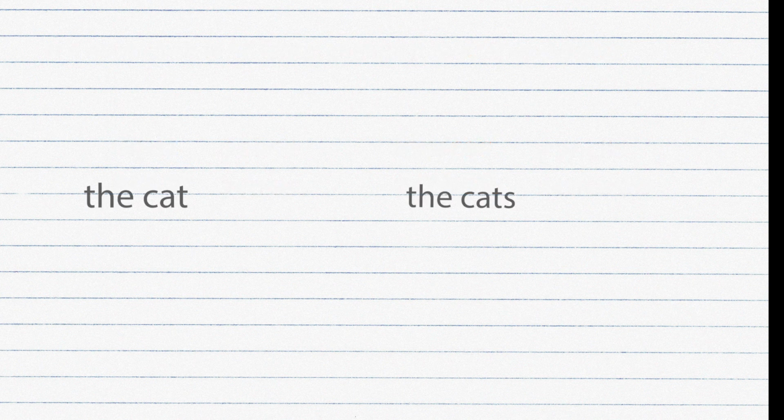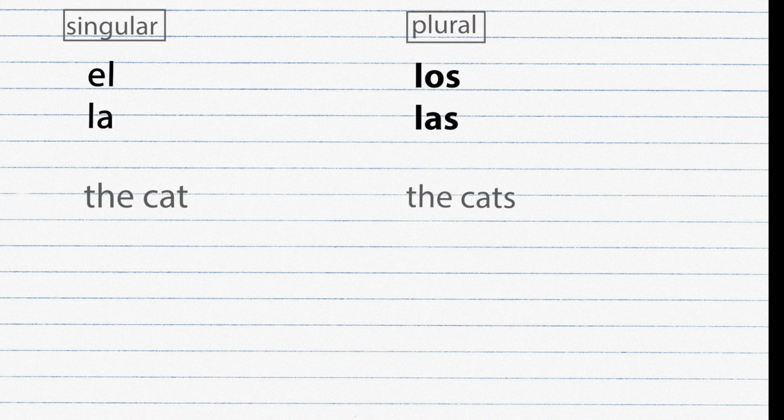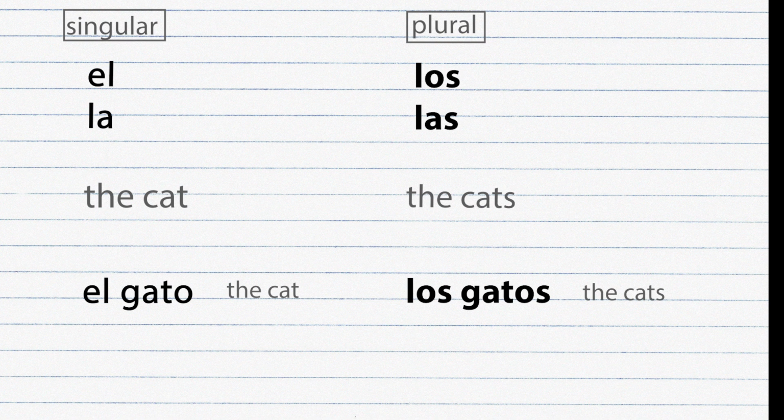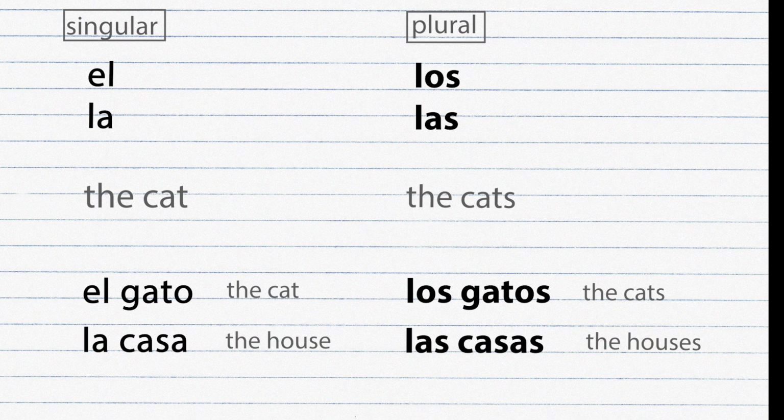In English, we say the cat, the cats. The definite article the is the same for singular and plural nouns. But in Spanish, if the noun is plural, the definite article should also be plural. El becomes los, la becomes las. Example: El gato, los gatos. La casa, las casas.